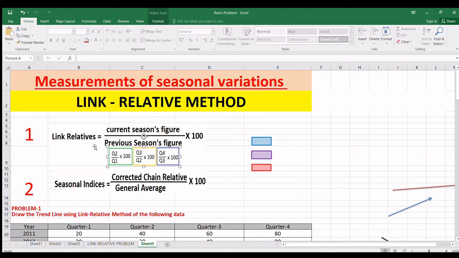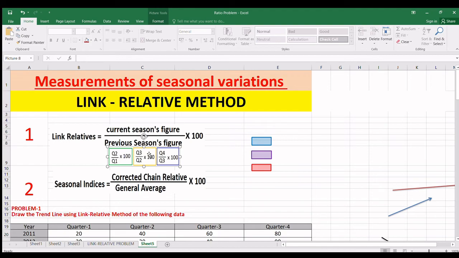In the link relative method, first we are going to create the link, next we have to create the chain. On the basis of the chain, we are going to create the seasonal indices. So first we need to find the link, next we have to find the chain. Based upon the chain, we are going to calculate the seasonal indices. Coming to the link relative, the formula is the current season's figure divided by the previous season's figure.